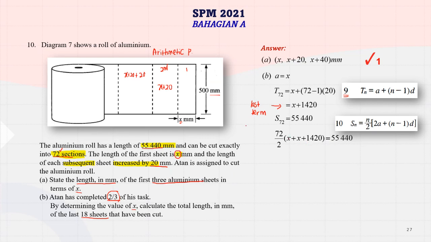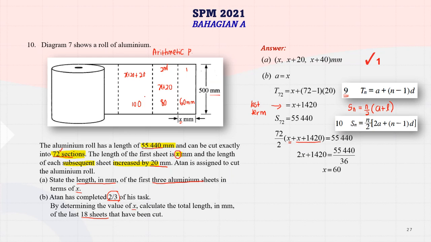So the formula given here is another formula besides the Sn formula, to find the sum of the terms. It is equals to N over 2 darab dengan A tambah last term. So this is A, this is the last term. So we get this, and equate it to 55,440. From here we simplify until we get the value of X. At the end you will get X is equals to 60, meaning the first one is 60 millimeter. The next one is 80, and this one is 100.